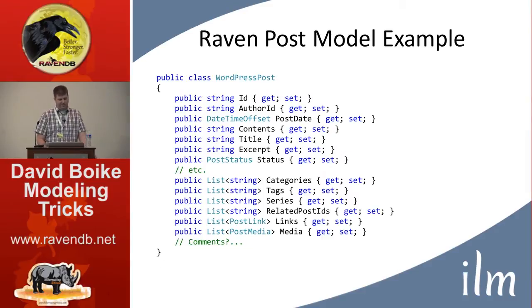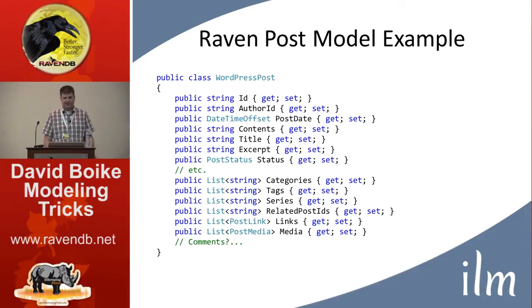So how would we do it in Raven? This is just basically taking the WordPress columns and throwing most of them in there. So author ID, post date, just the stuff you would expect for a blog post. Then we've got a list of strings for categories, and a list of strings for tags and series and related post IDs, etc. Links are a more complex type, so we can just throw stuff in there too. I mean, we've all used Raven, right? So okay, we know we can do this.